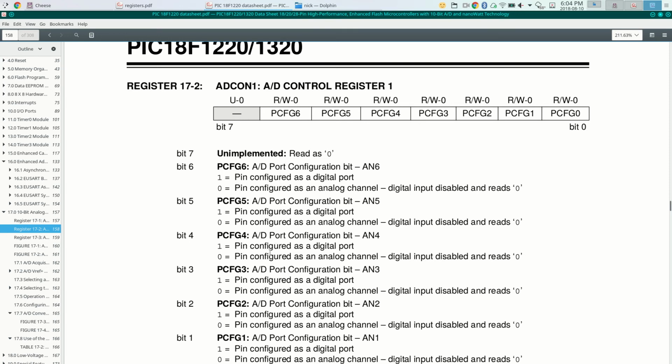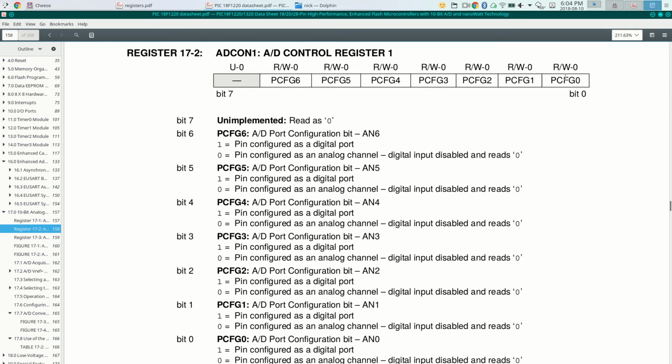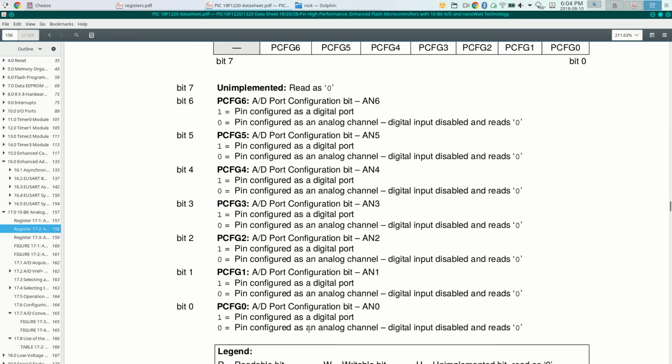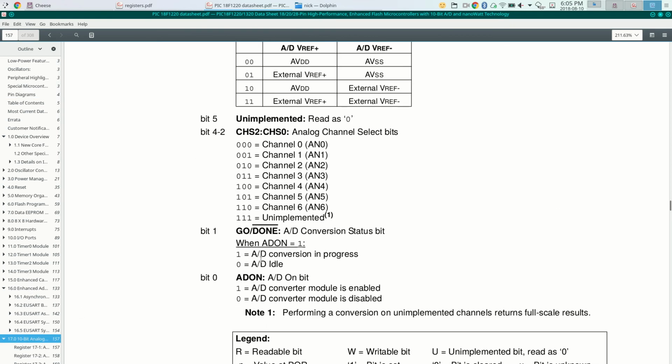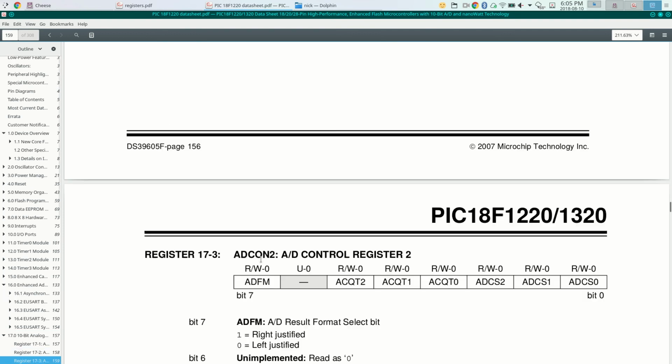It's either digital in or digital out. If you put a 0 in, say, bit 0 over here, we're saying we want AN0 to be used as an analog channel. And AN0, remember, you find this on your pin diagram, that's pin 1. So once we clear bit 0 of ADCON1, this pin is no longer digital pin RA0. It has nothing to do with bit 0 of port A or latch A anymore. It's only used for analog input, and it basically feeds into the A to D converter. Alright, so that's ADCON1.